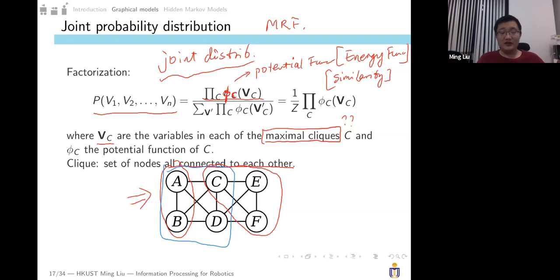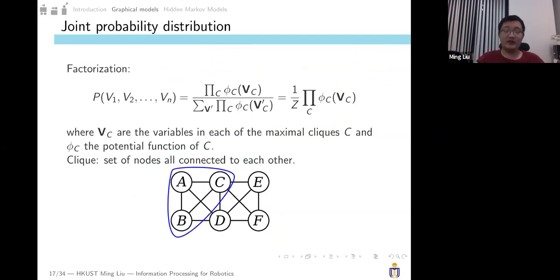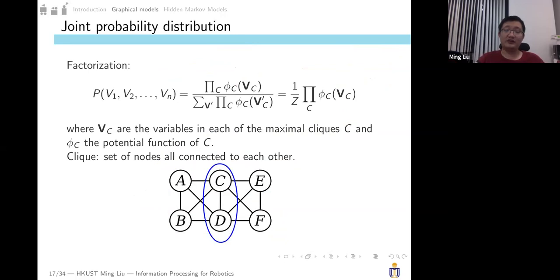Then how about A, B, C, D, E? If you include the E, if you say A, B, C, D, E, then this is not a clique, right? It's not a clique. Why is that? Because E is not connected to A, and E is not connected to B. These two cases don't exist, right? So the cliques are these ones, right?